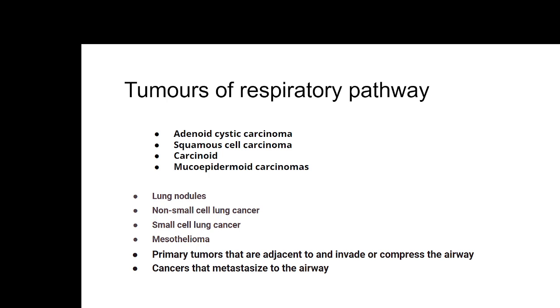The last part in the respiratory tract pathology would be tumors of the respiratory pathway. Again, it's a huge issue. The tumors are classified based upon their nature. Primarily, the initial simple classification is based upon the histological evidence like adenoid cystic carcinoma, squamous cell carcinoma, carcinoid, and mucoepidermoid carcinomas. Nodules, non-small cell lung cancers, small cell lung cancers, mesothelioma, and primary tumors that are adjacent to and invade and compress the airway, cancers that metastasize into the airway. These are the typical varieties.